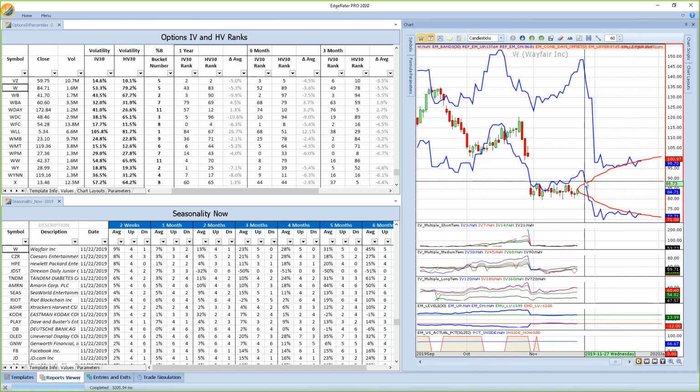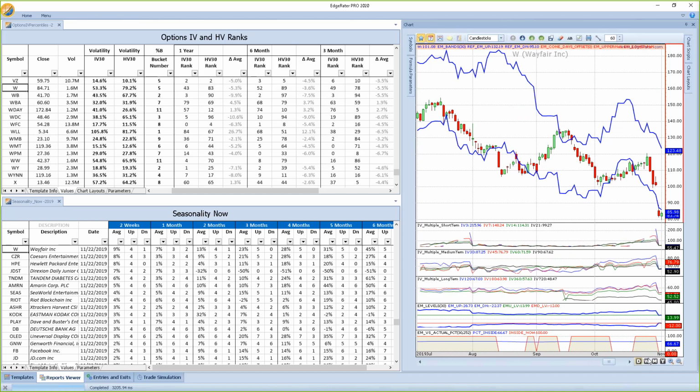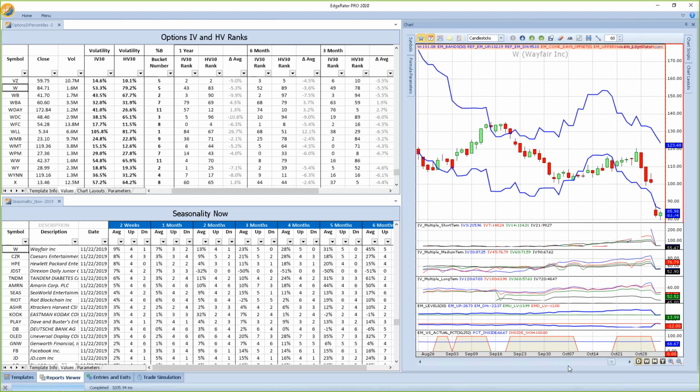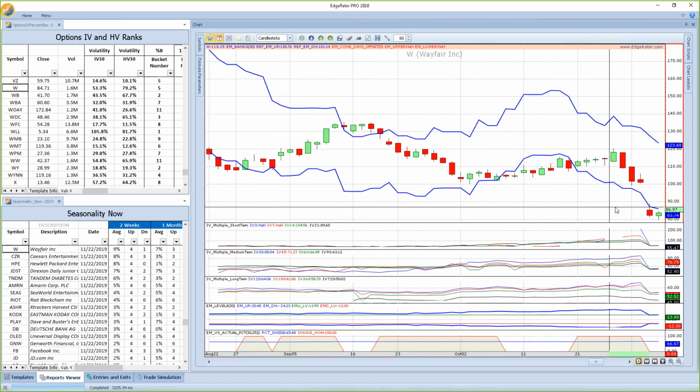And I'm not sure when earnings are, but if this was going into earnings, you would expect the pricing to be big. The implied volatility would be larger coming into earnings, making the options more expensive.